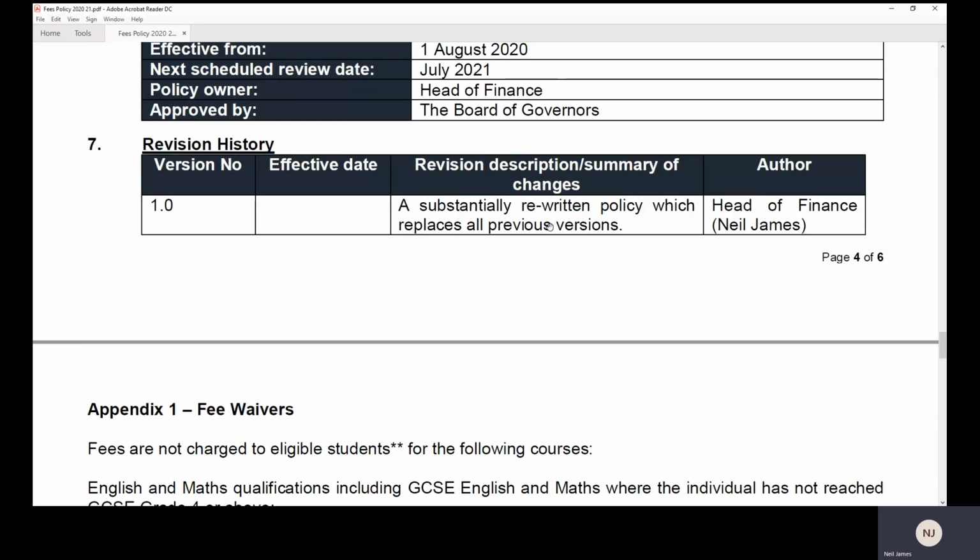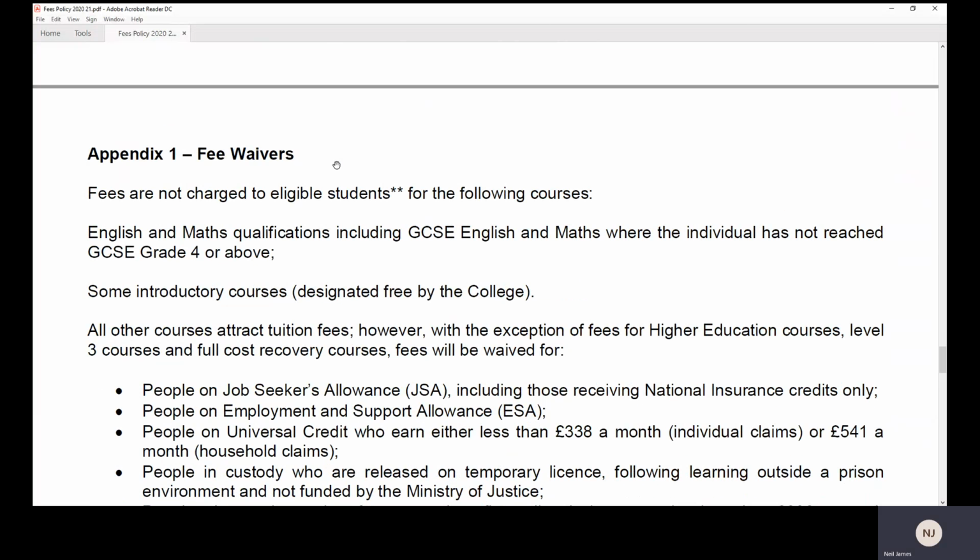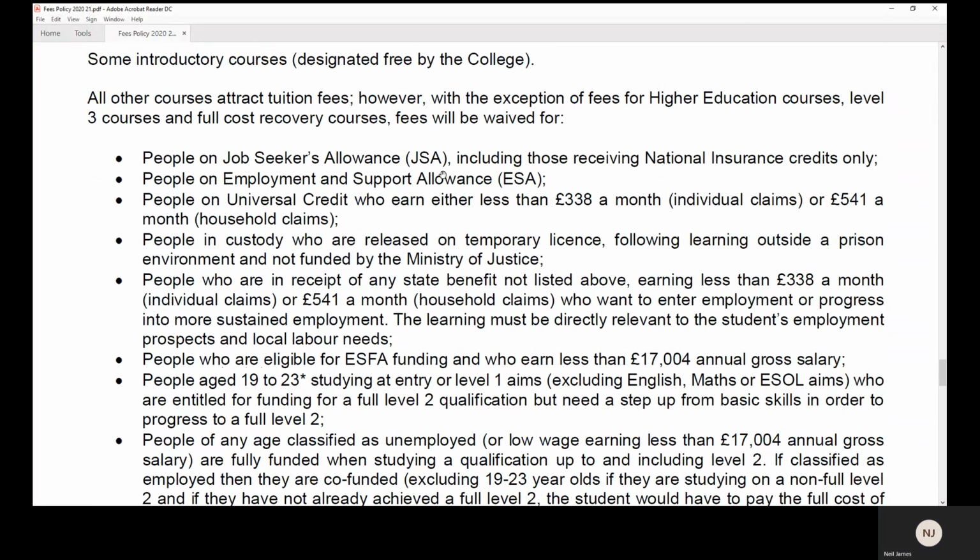There are a couple of appendices with this policy. Appendix 1 is around fee waivers. For students that effectively don't have to pay fees, this is where you need to look to see where they stand around eligibility criteria for fees.